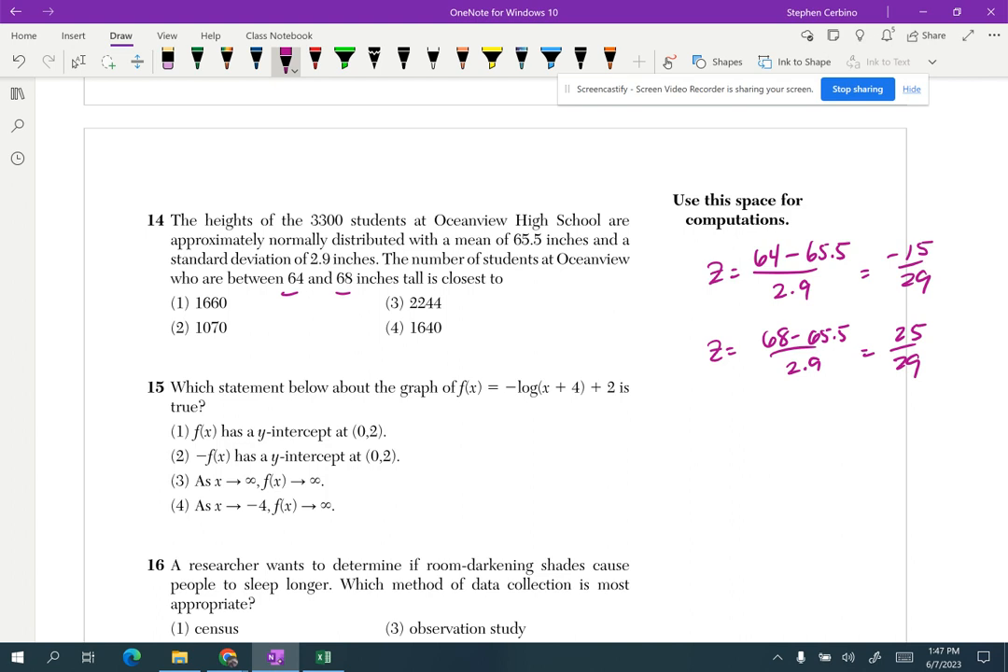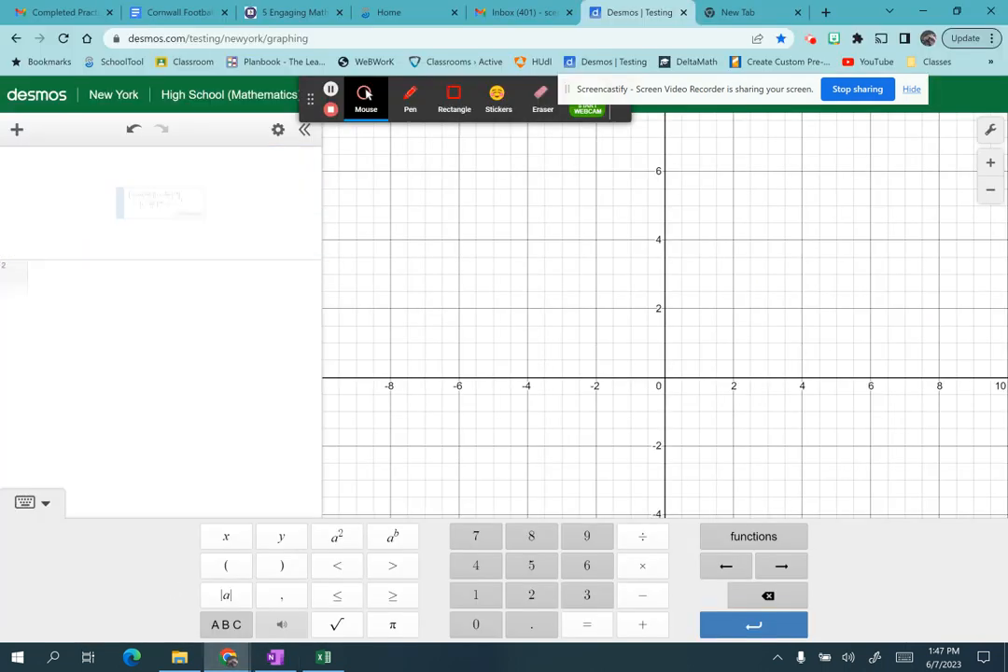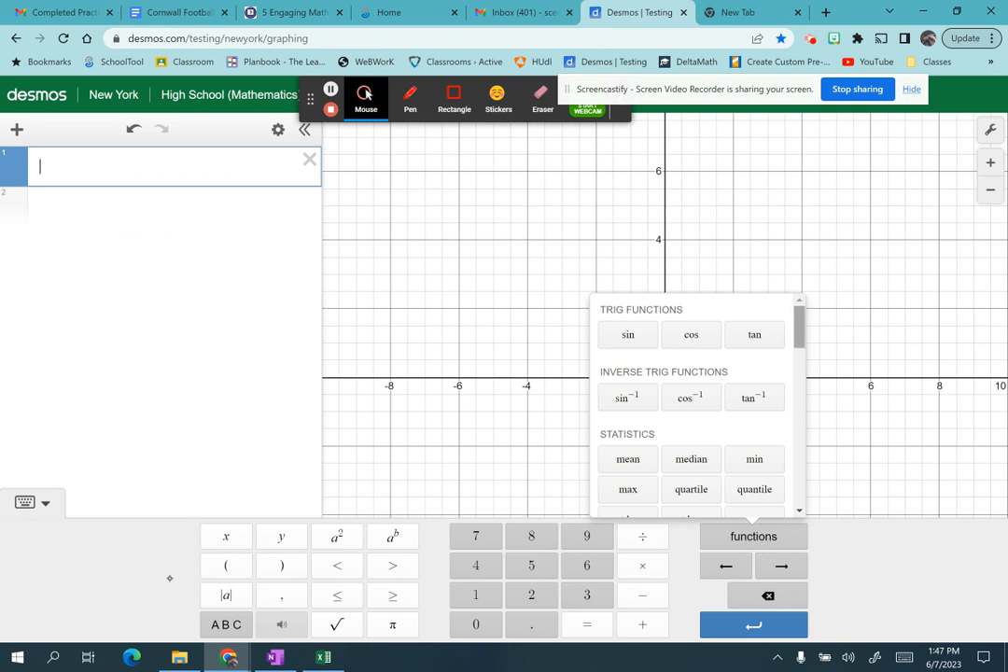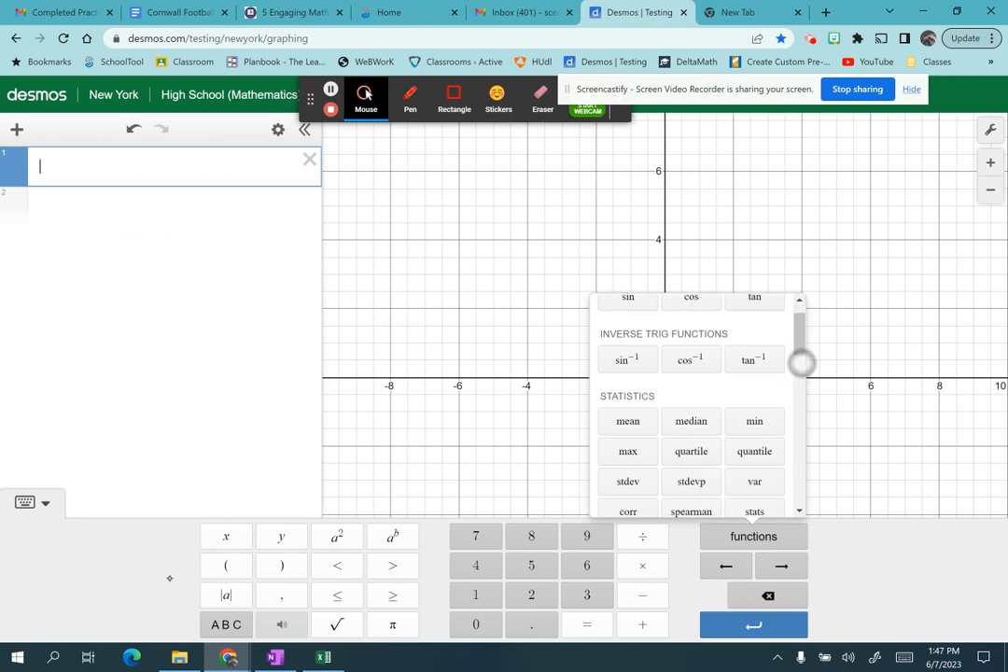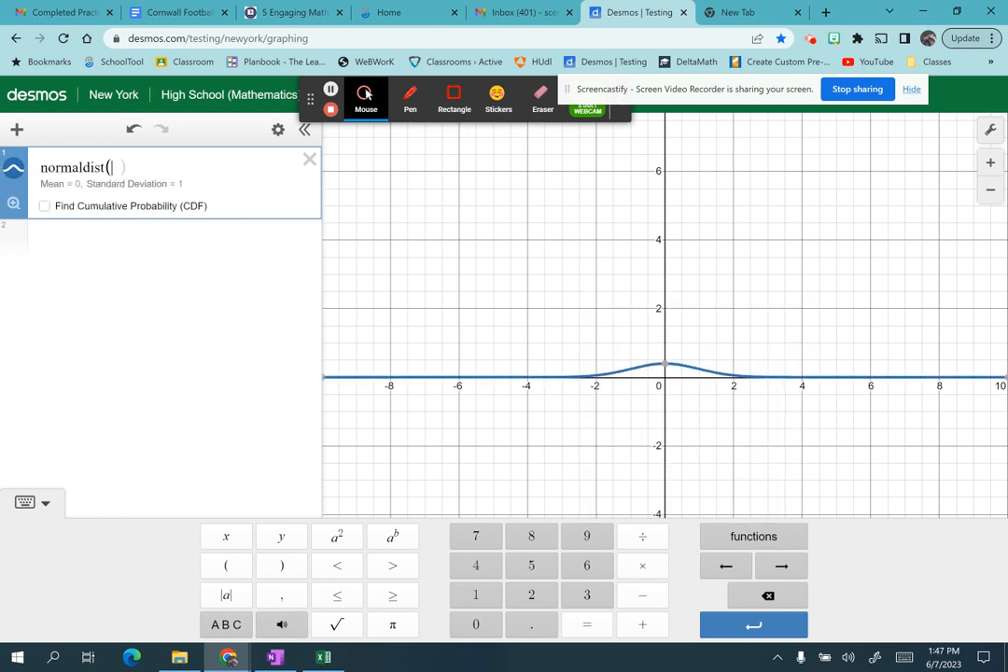So what we're trying to do is find the proportion of all of our data that falls between the z-scores of negative 15 over 29 and 25 over 29. And that we need our calculator for. So we're going to go back to our calculator here, and we're going to go to functions and go down to normal distribution. Here it is. We'll click find CDF, and we'll put our numbers in. So negative 15 over 29 and positive 25 over 29.